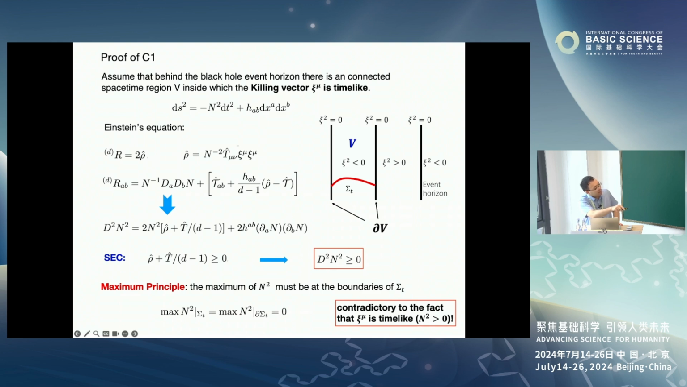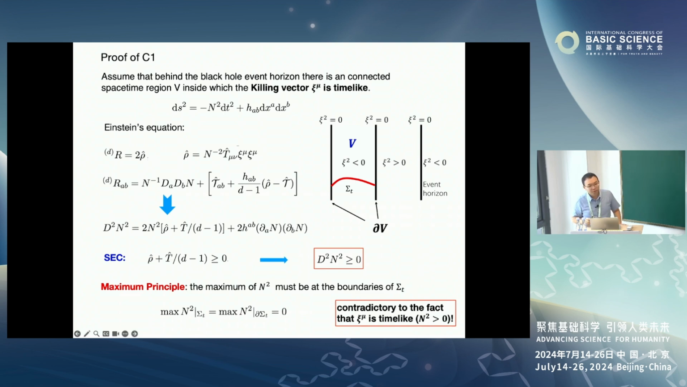This one, since they are spacelike surfaces, is positive, right? Because there is no time direction. And for this one, you can use some combination, and you find this combination, which is nothing but the strong energy condition. So that means if the strong energy condition is satisfied in this regime, which we call capital V, this gray regime, this term should be non-negative. The capital D is the covariant derivative on the spacelike surface.